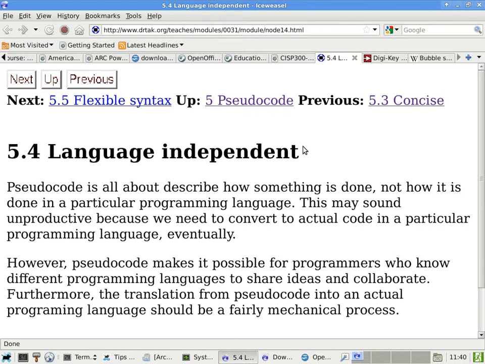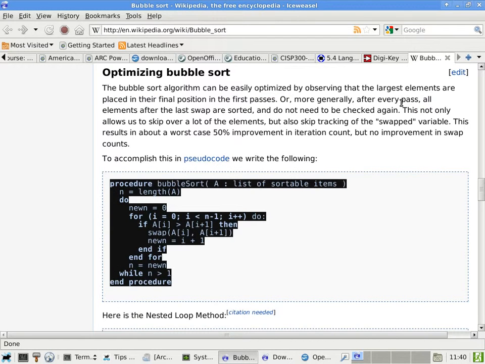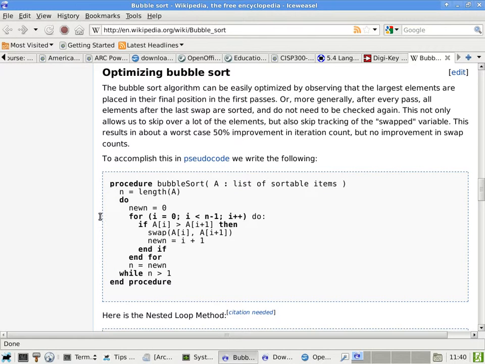Pseudocode is language independent in two ways. It is language independent from the perspective of programming languages. In other words, I go here, I look at the bubble sort algorithm. I look at this code here. It is only telling me how to perform the bubble sort algorithm. This is not C specific. It is not Python specific. It is not Lisp specific. It is just a way of doing things.